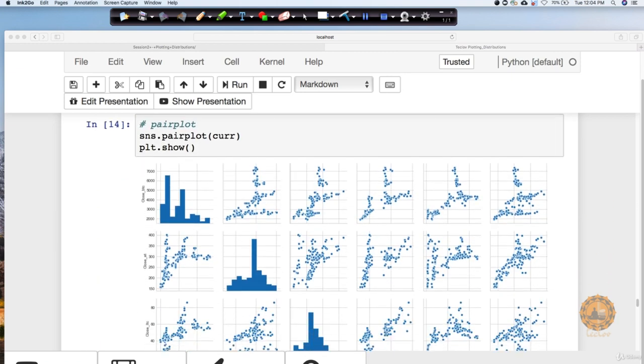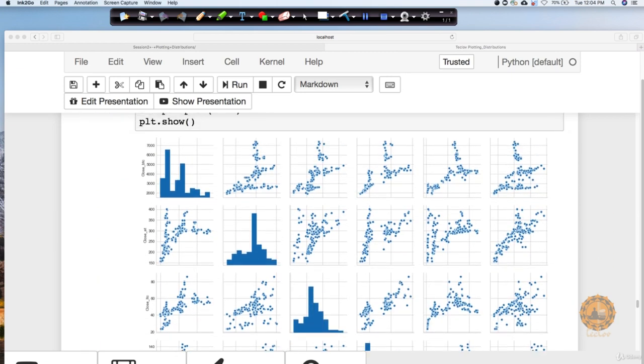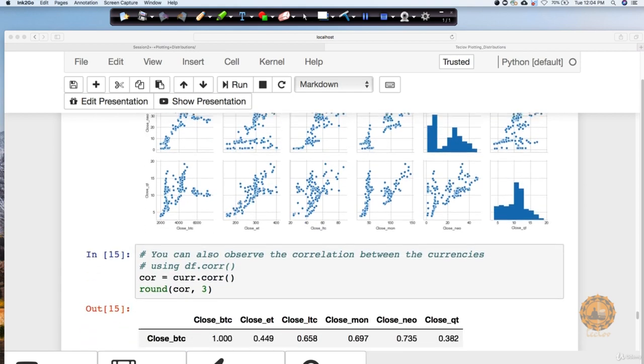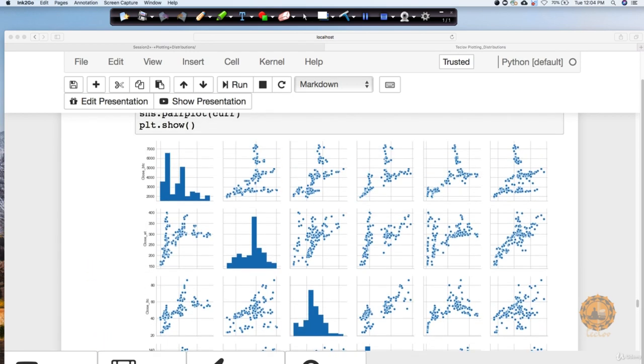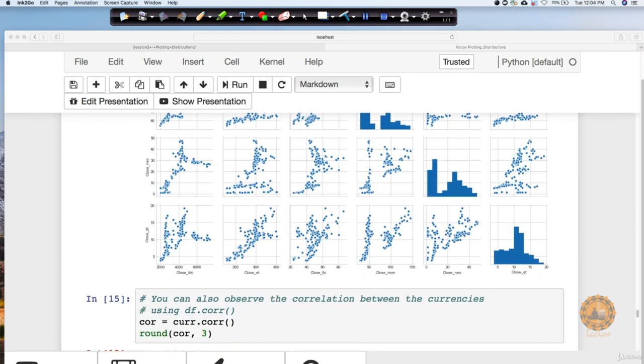So when I draw this pair plot, you can see that this is close underscore BTC versus close underscore BTC itself. But close underscore BTC, if we look at this graph, is against close underscore ET. You can see these portions as well, like close underscore QT, and this graph is against close underscore BTC. So like this, you can visualize things in terms of 2D instead of looking at a 6D graph. And what's the advantage of doing all this? With this, you can sometimes see very interesting patterns coming up.